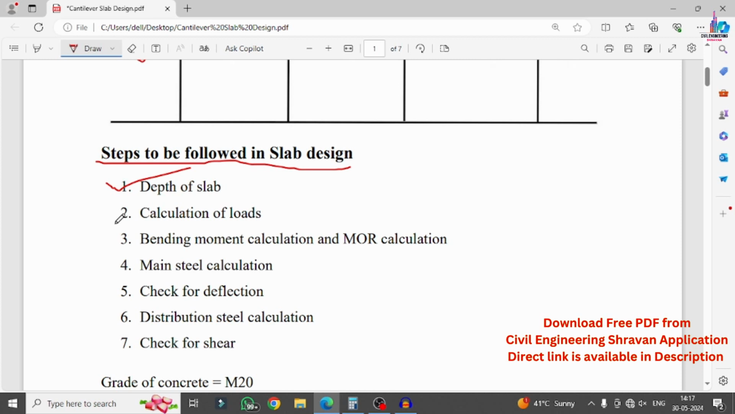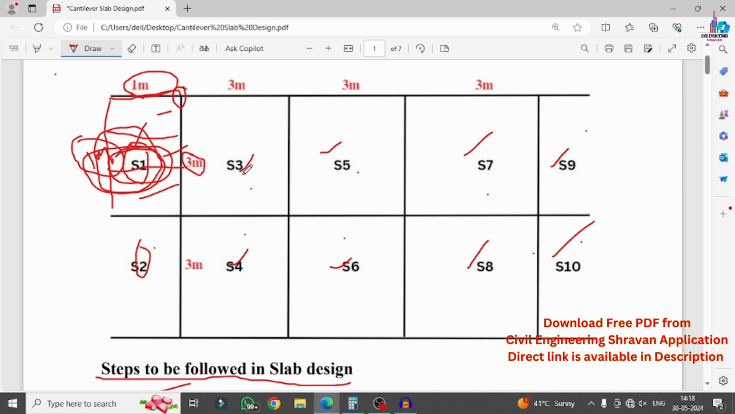And the next step is related to calculation of the loads. So for this particular single story slab section, I am considering only the loads that come under the dead load as well as the live loading condition. I will explain this in this particular step.